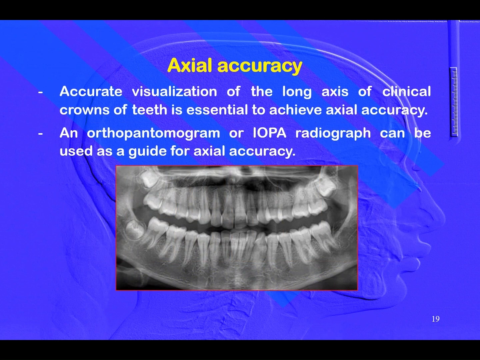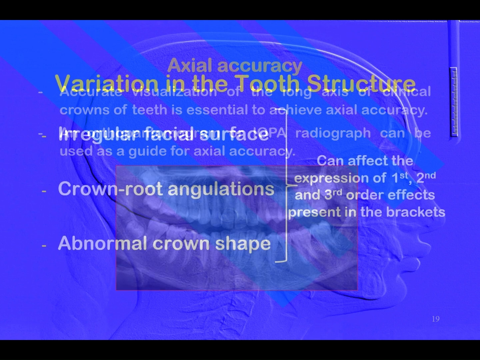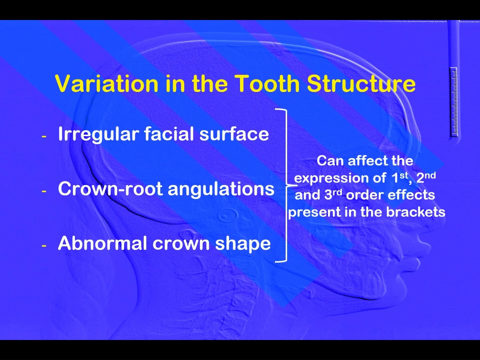For axial accuracy, it is essential to visualize the long axis of clinical crowns of teeth accurately. Thus, an orthopantomogram or an intraoral radiograph can be used to determine the angulation of a tooth for precise axial bracket placement. Also, variations in the tooth structure, such as irregular facial surface, abnormal angle between crown and root, and abnormal shape of the crown, can affect the expression of tip, torque, and in-and-out effects present in the brackets.